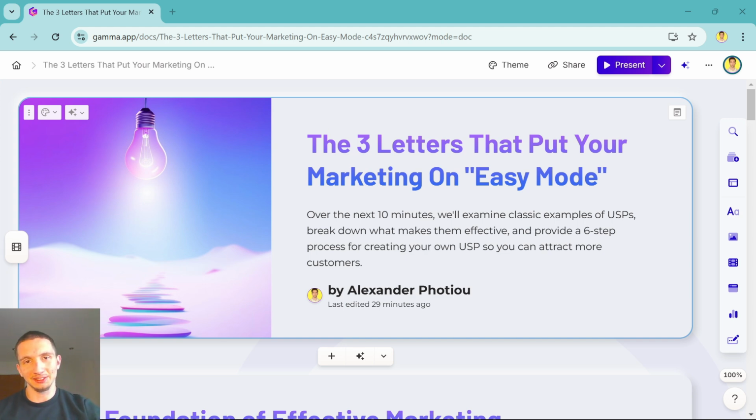We run Meta ads and Google ads and a whole bunch of other marketing activities for physical business owners. And we've made physical businesses a whole bunch of money doing so. Today I want to talk to you about the three letters that are going to put your marketing on easy mode. These three magical letters are USP, a unique selling proposition.